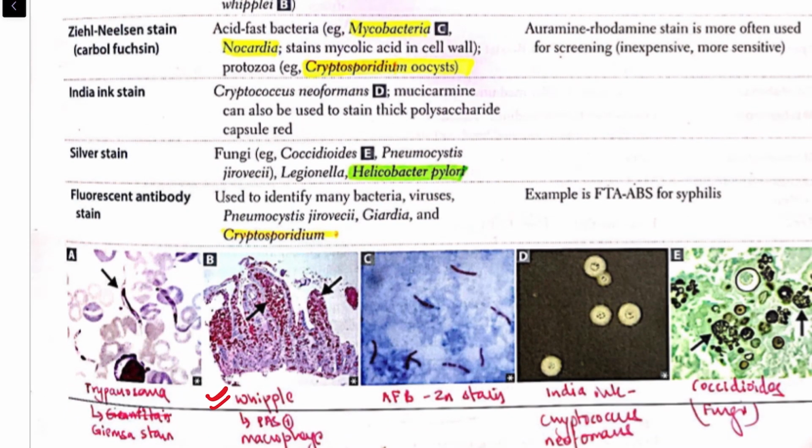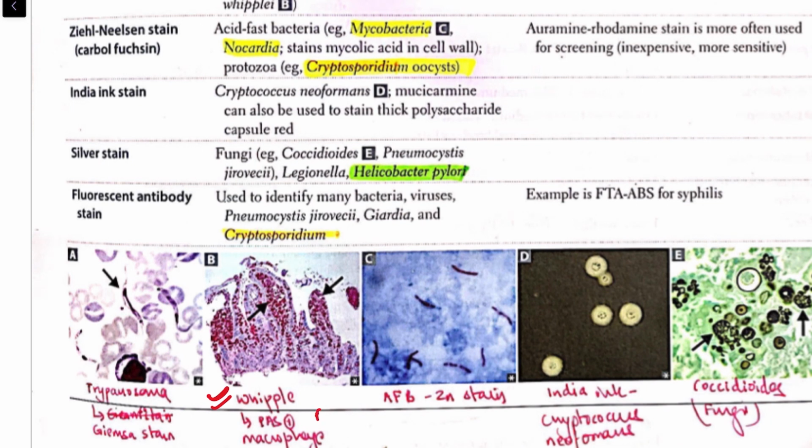Remember, it is PAS positive diastase resistant. Okay, the only PAS positive diastase sensitive is glycogen storage diseases, and this is Giemsa stain that is showing the trypanosome. So these are all Romanowsky stain.